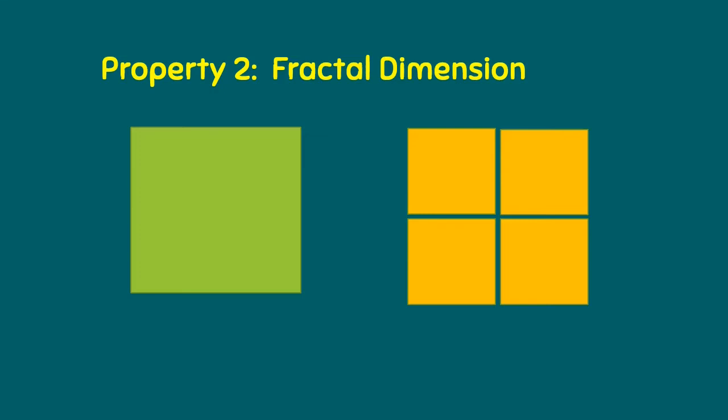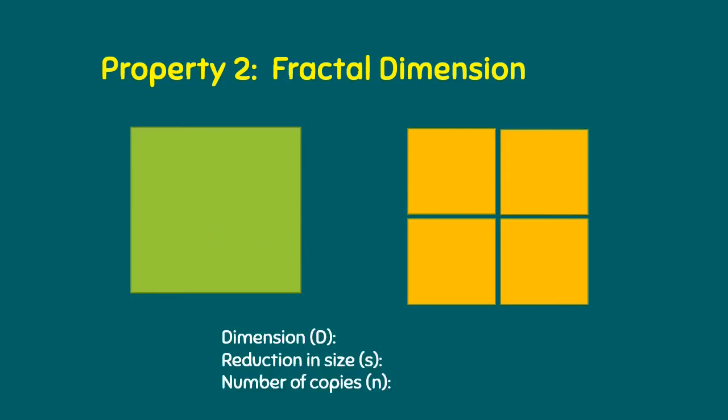Next, let's look at this one. We have here a triangle. For each segment, we again get the midpoint and connect the midpoints. Therefore, we end up with four smaller triangles which are similar to the original. What is our dimension? This is a two-dimensional object because it has a length and a width, so the dimension is 2. The reduction in size, since we divided each segment into 2, is still 1/2. The number of copies is 4 smaller copies of the original.